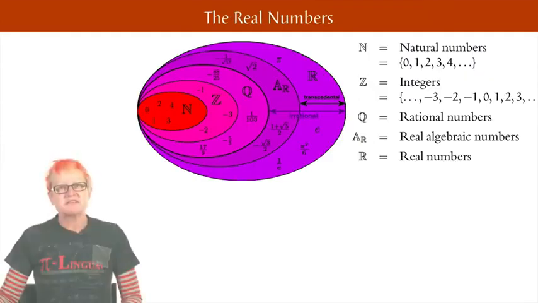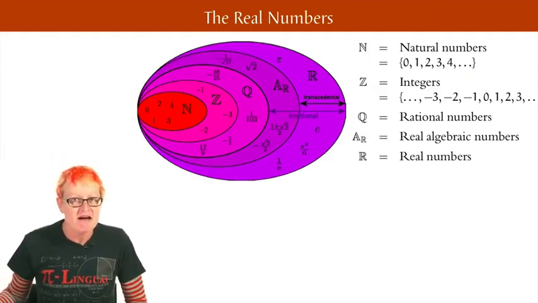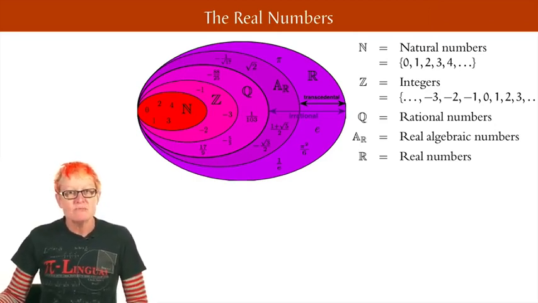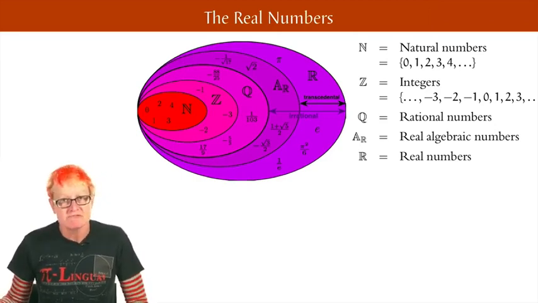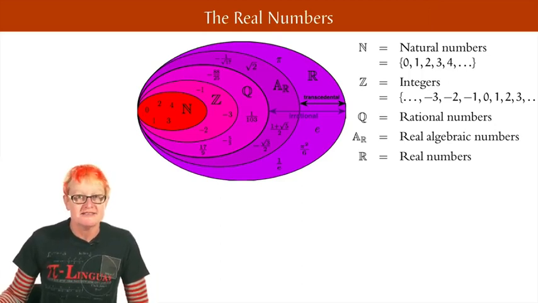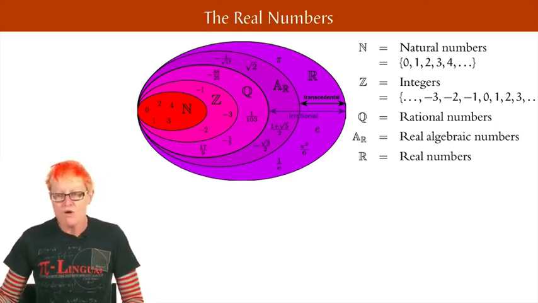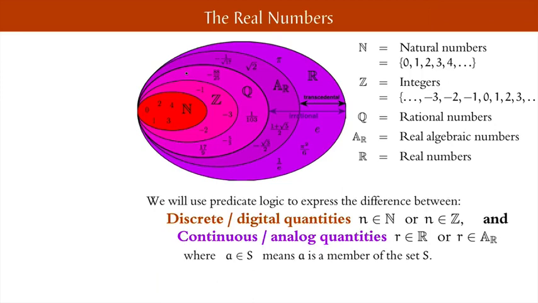We can visualise the build-up of the number systems in a Venn diagram, with the natural numbers N the smallest, and then the integers, the rationals, the real algebraic numbers, and then finally the transcendental numbers to fill out the whole number line. The focus of today's lesson is the ordering relation on the real numbers, formalised in predicate logic. In the process, we'll see how we use quantifiers and the order relation predicate to express the difference between digital and analogue, or between discrete and continuous quantities.